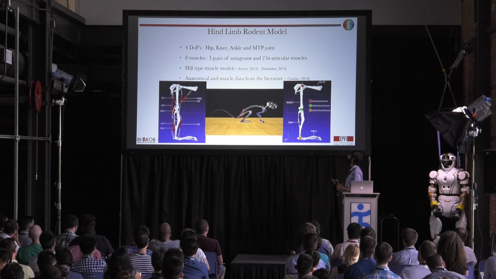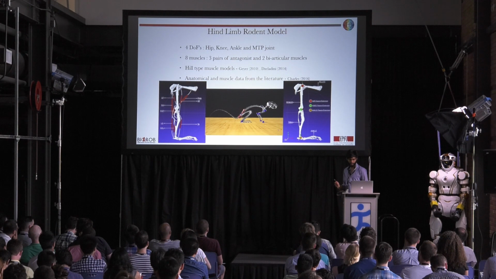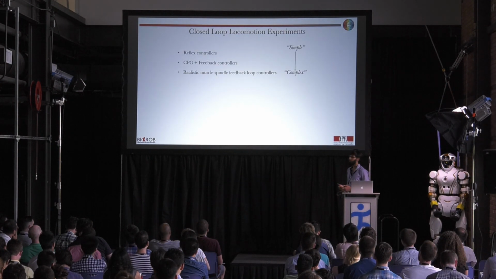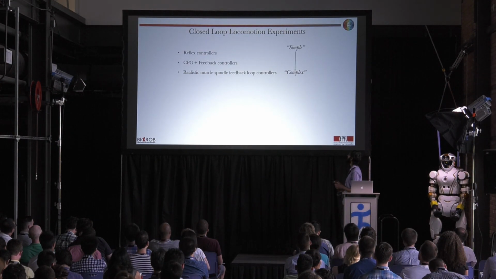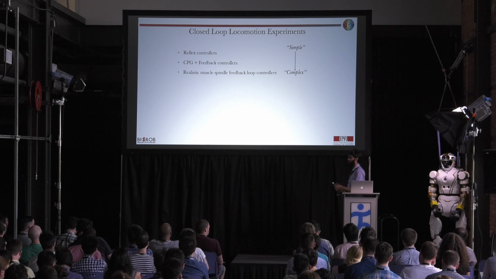Each of the hind limbs consists of 4 degrees of freedom with the hip, knee, ankle, and the foot joints. And each of them have at least one pair of antagonist muscles, which are modeled as Hill-type muscle models. So 3 examples that I'm going to discuss in this short time are reflex controllers, CPG plus feedback controllers, and much more realistic muscle spindle based feedback controllers. I label it as simple to complex, not in terms of difficulty in implementation, but how easily it can be relatable to the biological system itself.